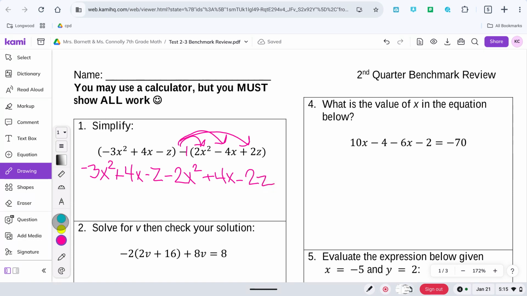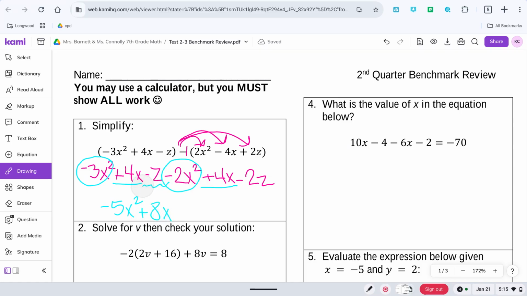Now we're looking to make it simpler, and by doing that we're looking to combine like terms. So we'll circle the like terms. I have a negative 3x squared. That can go with negative 2x squared. That'll get you negative 5x squared. I have a 4x. That could go with another 4x. That gets us positive 8x.